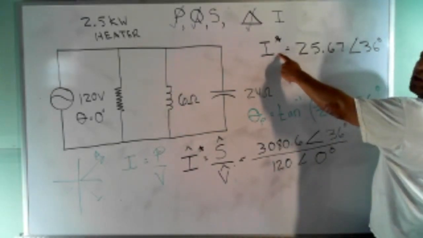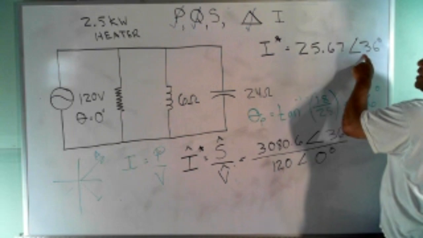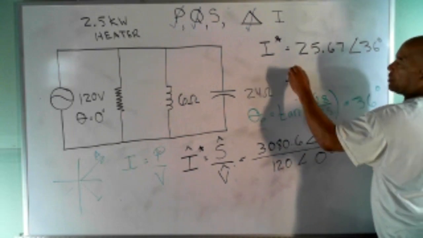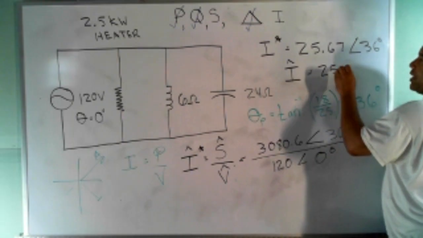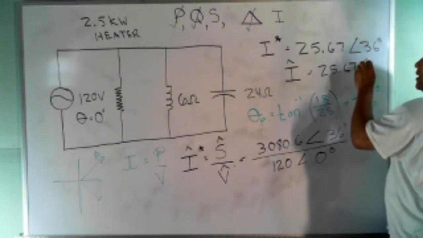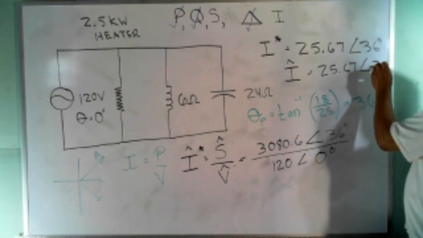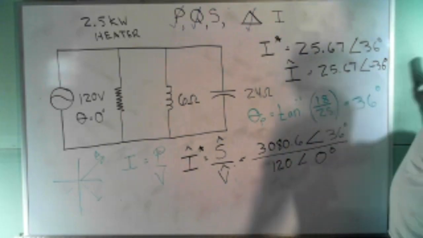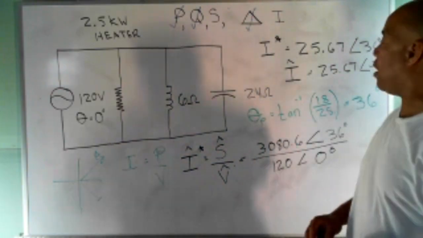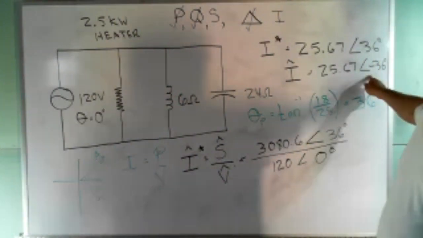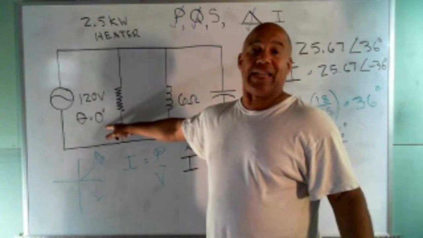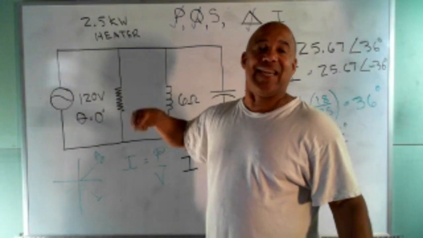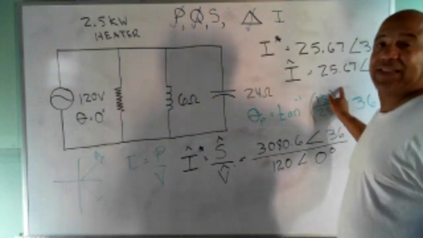We don't want I star. We want I. So I've got to flip this. So the actual current phasor is the same magnitude, 25.67, but the angle is minus 36 degrees. So right away, you know, if my current phasor is at minus 36 when my voltage phasor is at 0, the voltage is leading the current, or the current is lagging.